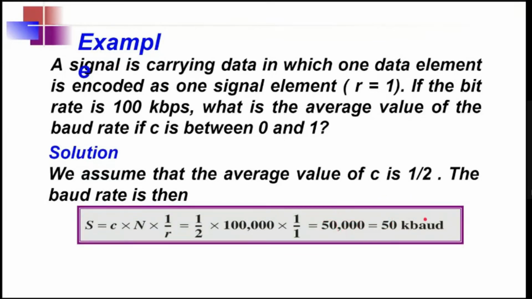50,000 you can convert into kilo, right? So the signal rate is 50 kbaud. So this is a simple problem to find the corresponding signal rate. Okay, fine.